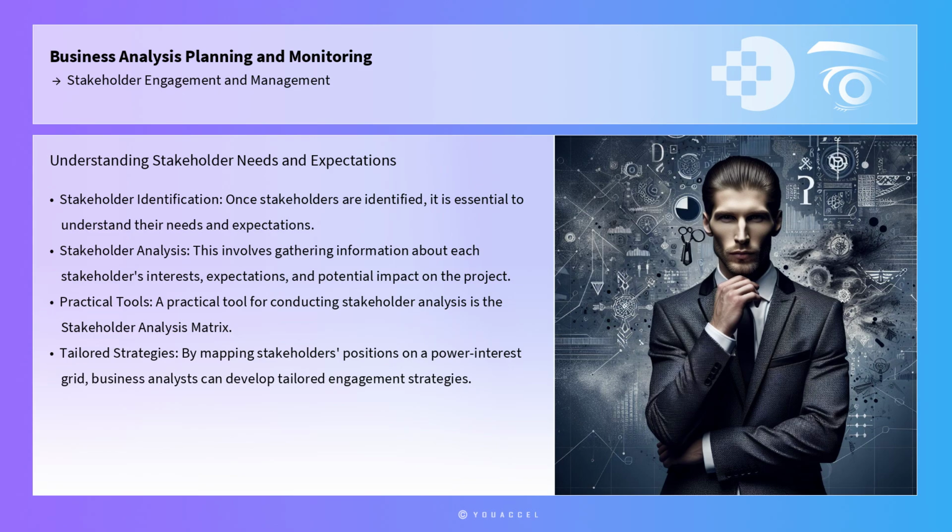Once stakeholders are identified, it is essential to understand their needs and expectations. This can be achieved through stakeholder analysis, a process that involves gathering information about each stakeholder's interests, expectations, and potential impact on the project. A practical tool for conducting stakeholder analysis is the Stakeholder Analysis Matrix, which provides a structured approach to documenting stakeholders' interests, influence, and involvement. By mapping stakeholders' positions on a power interest grid, business analysts can develop tailored engagement strategies that align with stakeholders' priorities and the project's objectives.